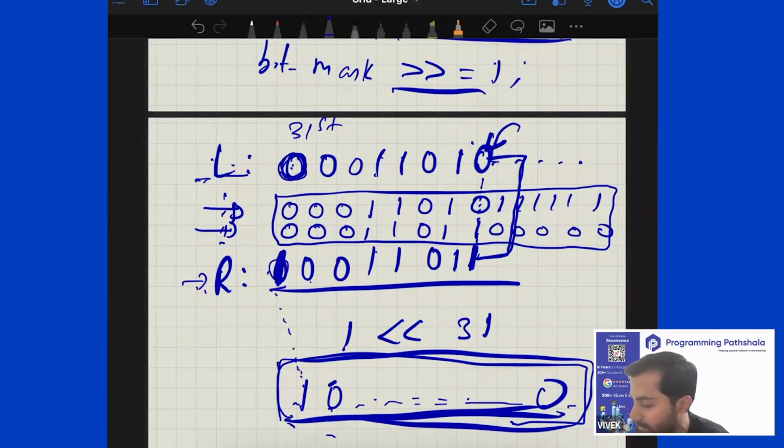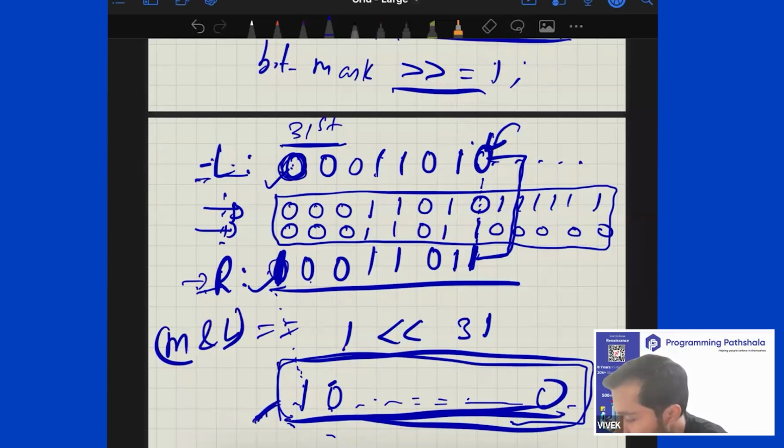So in order to detect whether the current bit positions are different or not, we are taking AND of this bit mask with L and R and comparing those results. Is it making sense why we are doing what we are doing? Yes or no? If the AND of mask and L is giving you the same value as mask and R, it means this bit, both of them are matching. So now you want to move on to the next bit.